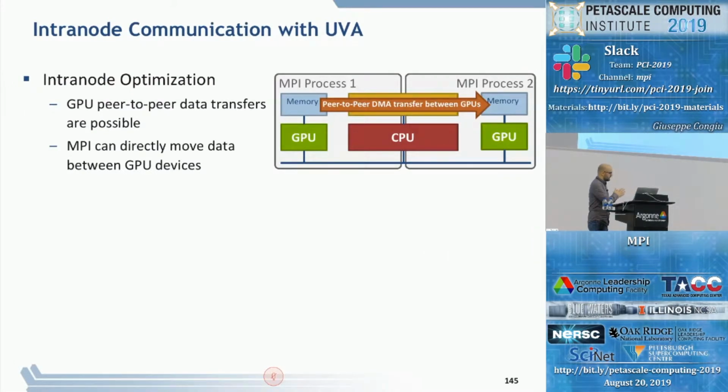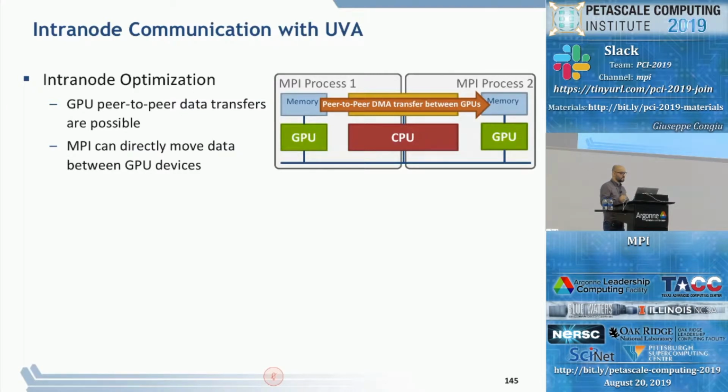There is also some optimization for intranode communication that allows to bypass the host memory. This is called the GPU peer-to-peer. In the case of NVIDIA CUDA, this is supported with GPU Direct version 2. Other GPUs, also AMD GPUs, for example, support this optimization. And basically it means that the GPU can directly move data between the two memories without involving the host.